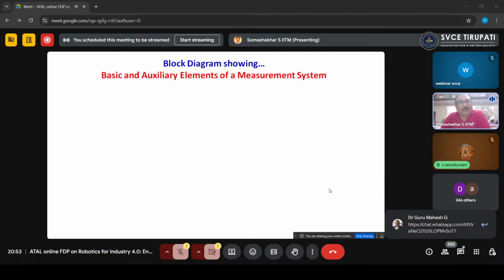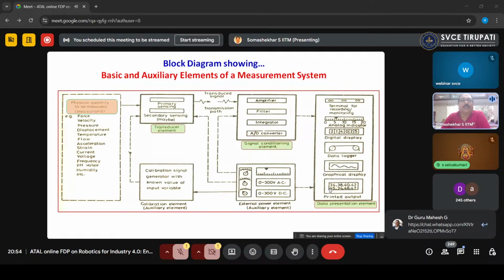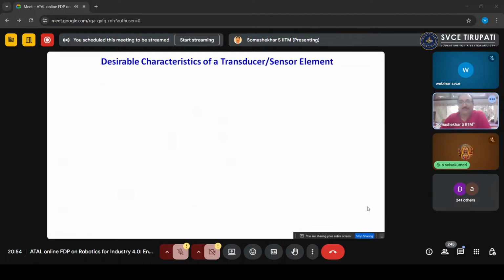If you see the block diagram of basic and auxiliary elements, this is showing you the physical quantity to be measured. There are various parameters which will go to the primary sensing and the secondary sensing, based on the requirement of the transducer, which will be given to the signal conditioning element. Then it will drive the output element, which we call the data presentation element. This all together, we call a sensor.